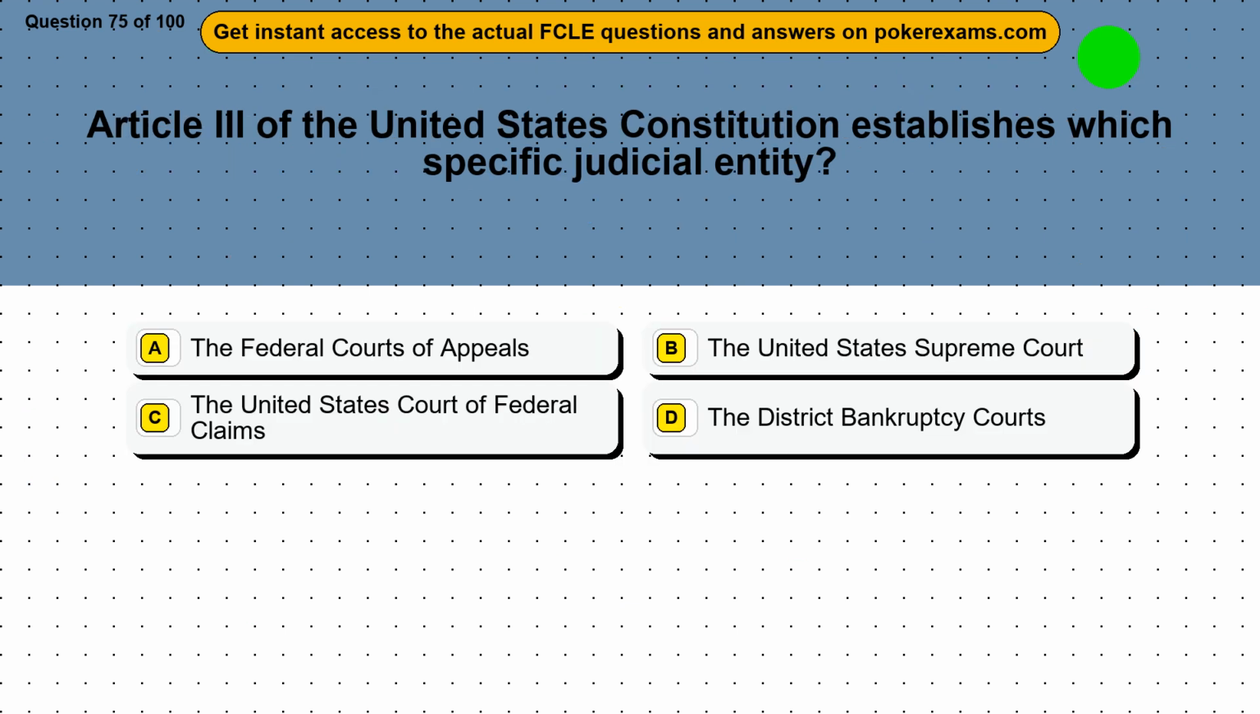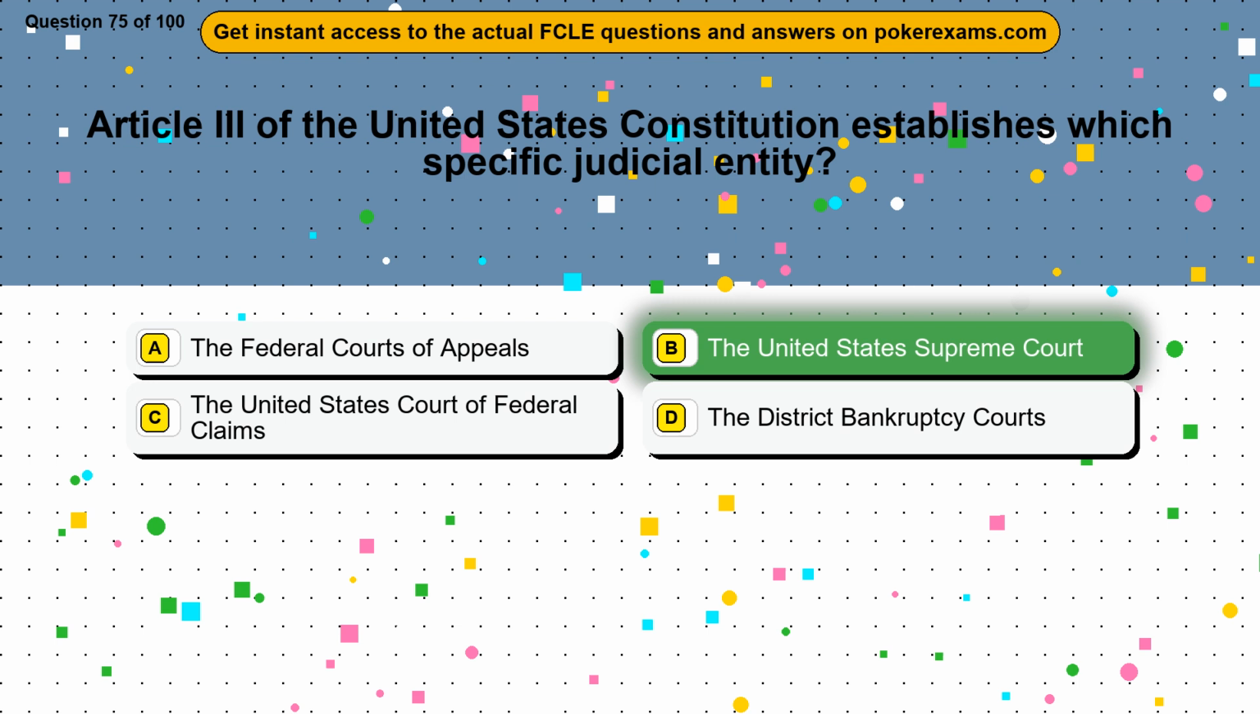Question 75. Article 3 of the United States Constitution establishes which specific judicial entity? Option A, the Federal Courts of Appeals. Option B, the United States Supreme Court. Option C, the United States Court of Federal Claims. Option D, the District Bankruptcy Courts. The correct answer is option B, the United States Supreme Court.